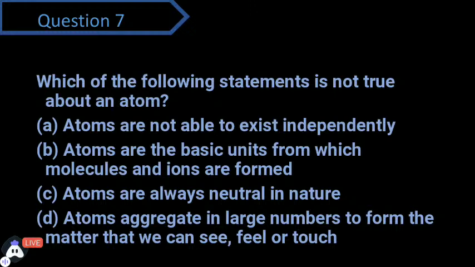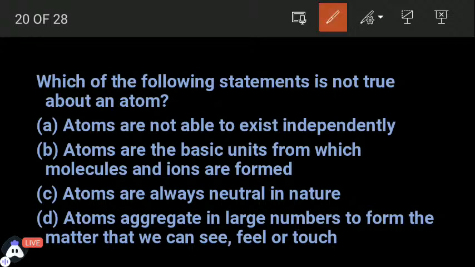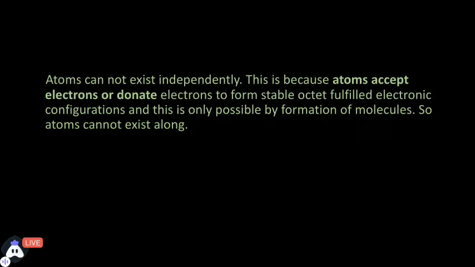The correct answer is the first one, that is atoms are not able to exist independently. कि atoms अकेले exist नहीं कर सकते. See students, atoms have an equal number of protons, which are positively charged particles, and they have electrons as well, which are negatively charged particles. So they are always neutral in nature. तो ये बात तो सही है, सी ऑप्शन नहीं हो सकता था. अगर हम आगे बात करें, atoms aggregate to form large number, ये भी बात सही है. तो which is not true, they are asking us. Atoms are the basic units, ये भी बिल्कुल ठीक बात है. तो क्या सही बात नहीं है कि they are not able to exist independently? This is the wrong one. Okay. Proceeding to the next question.